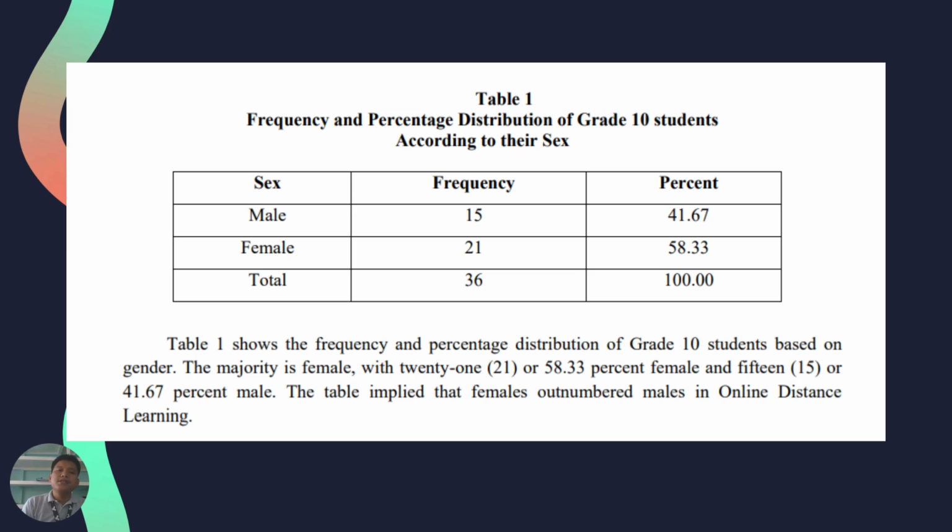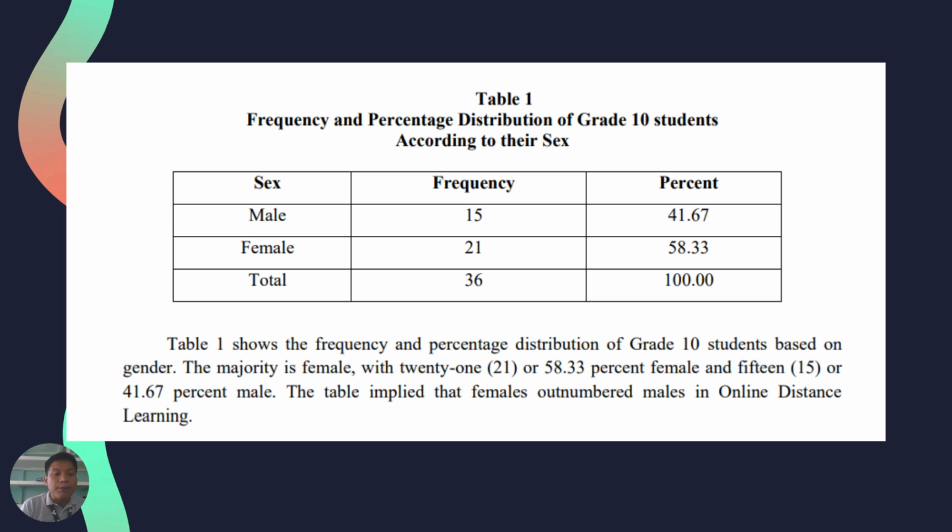So for example, Table 1, frequency and percentage distributions of the grade 10 students according to their sex. I have here 3 columns: the sex, the number of students who answered, and the percentage. For the male, out of 36, there are only 15. So 15 divided by 36, the percentage that I computed is 41.67. For the female, it is 21 divided by 36 students. The computed percentage was 58.33, with a total of 100%.